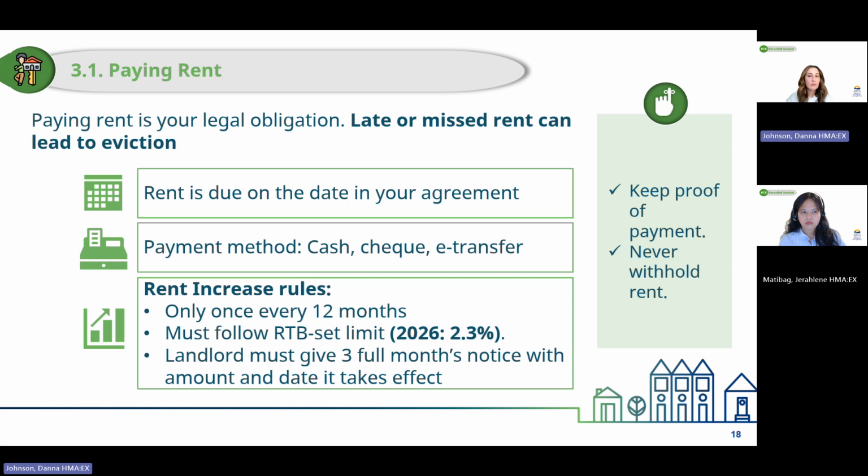A landlord can only raise the rent once every 12 months. They have to follow the RTB set limit, which is 2.3% in 2026, and they must give 3 full months written notice showing the amount and the date it starts. Rent increase limits are announced in the fall. So, in short, as a renter, it's your responsibility to pay rent on time, keep records, and know that there are clear rules around when and how rent can be increased.